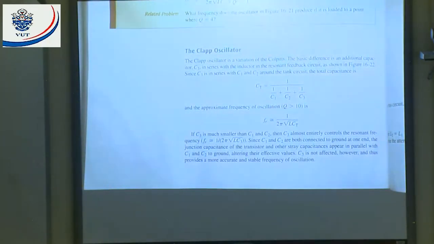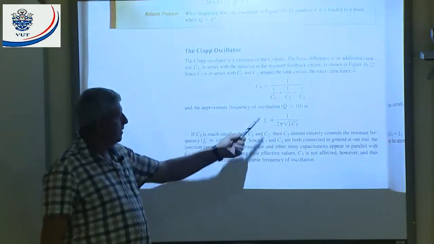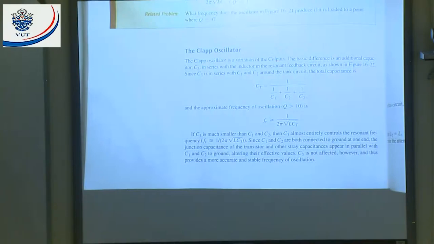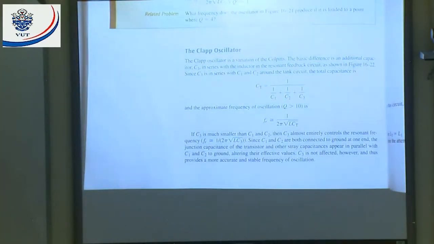Then they say, an approximate frequency of oscillation, when Q is larger than 10, the resonant frequency is 1 divided by 2 pi square root of L times C total. But now here's the big important story. They say if C3 is much smaller than C1 and C2, then C3 almost entirely controls the resonant frequency.